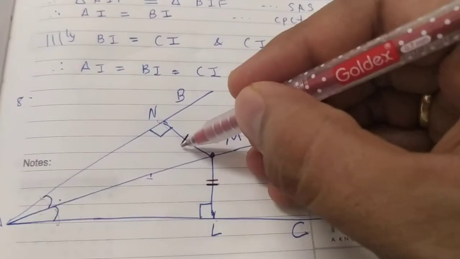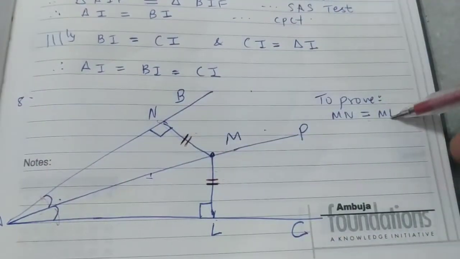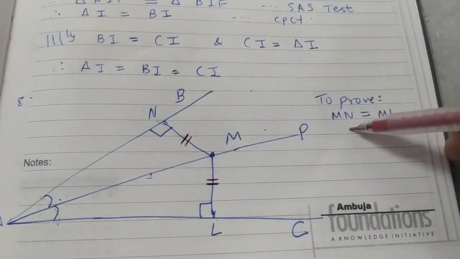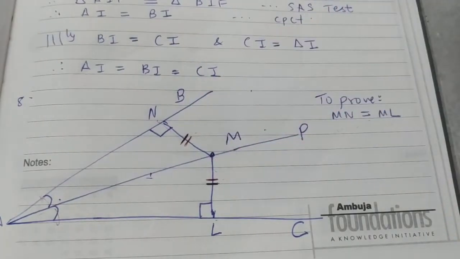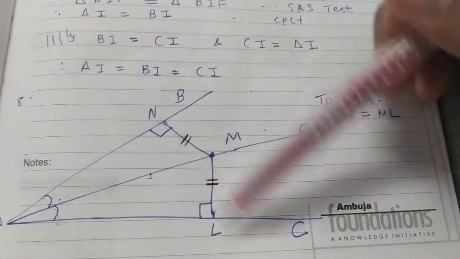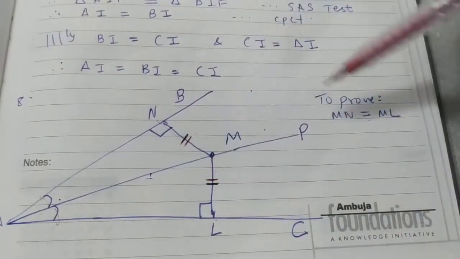We have to prove they are equal. It is not given that they are equal. We have to prove it. So please write it, to prove MN is equal to ML, because that is not directly mentioned in the question. They have just said that prove that the perpendiculars are equal. These letters N and L I have written. So whenever something is not given, we have to write that given.